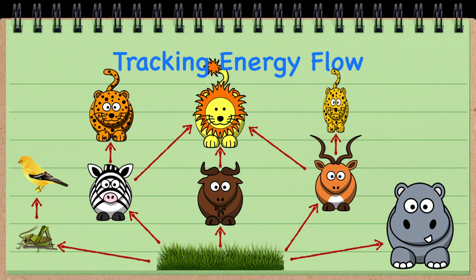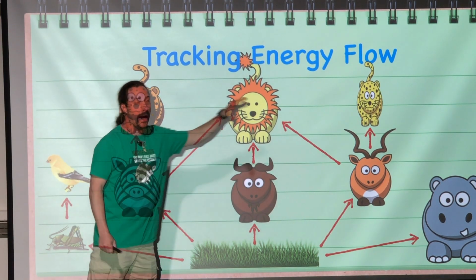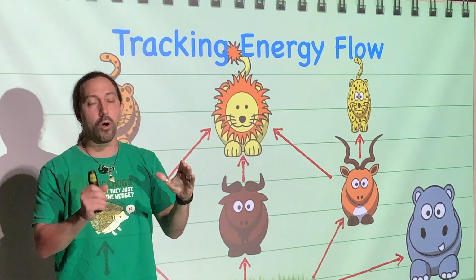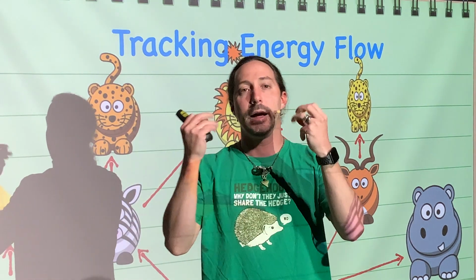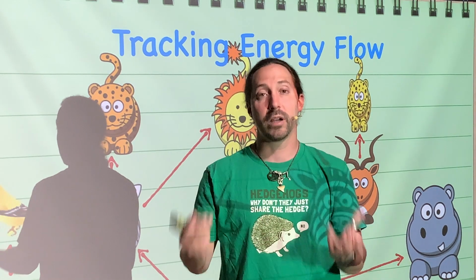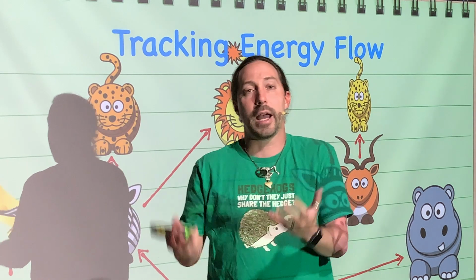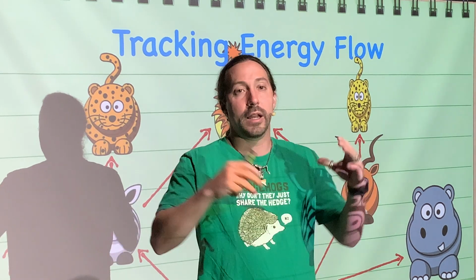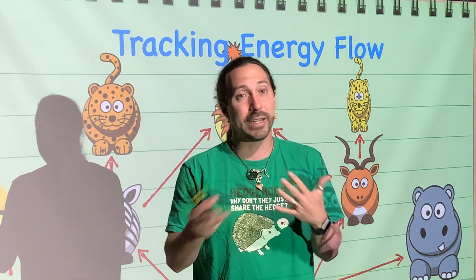Notice that our small little bird occupies the same trophic level as the leopard, the lion, and the cheetah. They are all secondary consumers because they all eat the primary consumer. Just because the bird eats a small grasshopper and the lion or the leopard or the cheetah eat much larger herbivore mammals does not make a difference.